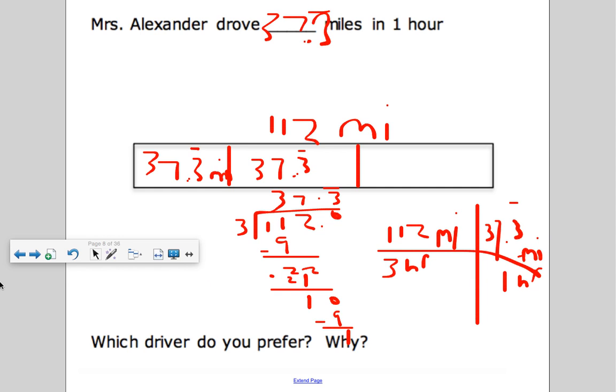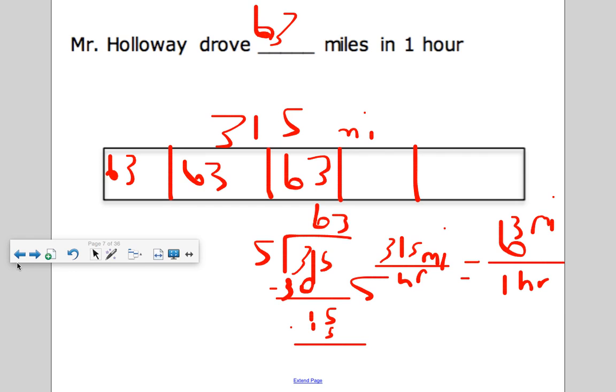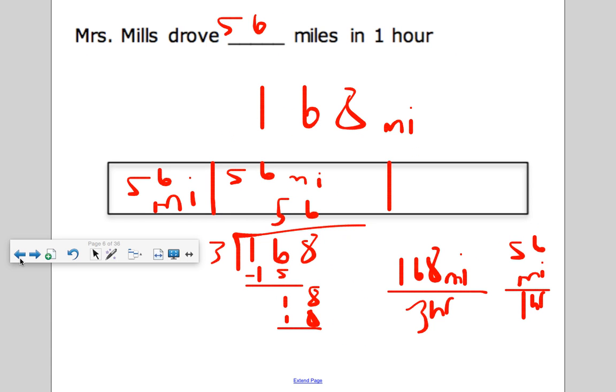So which driver do you prefer? I personally prefer Mr. Holloway because he will get me to Camp Hope faster than the other 4 drivers. But he may be reckless. So maybe Mrs. Mill is a safe bet. Depends, again, on the speed limit too.